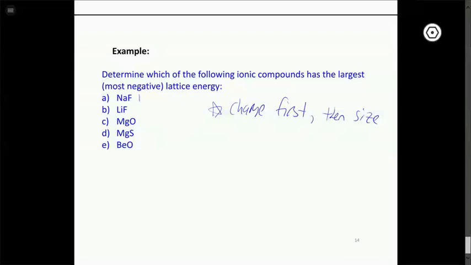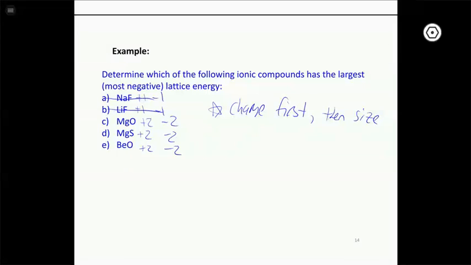So sodium fluoride is +1, -1, so is lithium fluoride, and then the rest of these are all +2 cations paired with -2 anions. So we can automatically eliminate choices A and B, because one of these that has the higher charge is going to have the higher lattice enthalpy. Okay, so now we have to figure out which one of those it is.